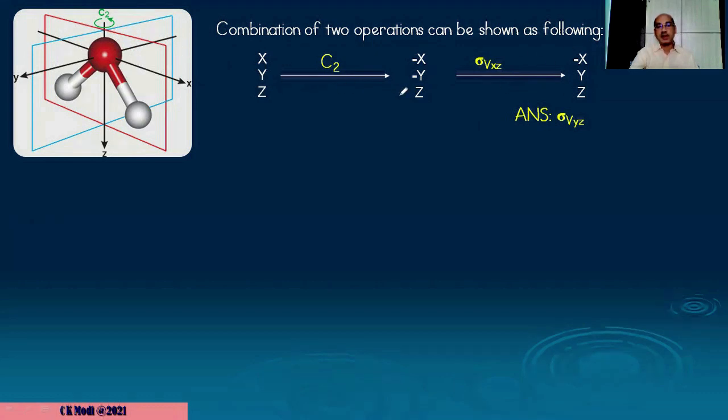Therefore, after performing two operations one after another, first we perform C2 followed by sigma v xz. What is my final answer? The final coordinates are minus x, y, and z. Now these are the coordinates of sigma v yz. So my answer for C2 into sigma v xz is sigma v yz.